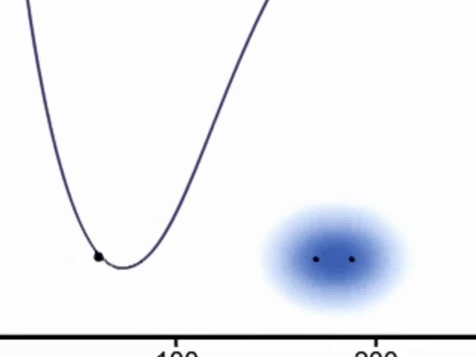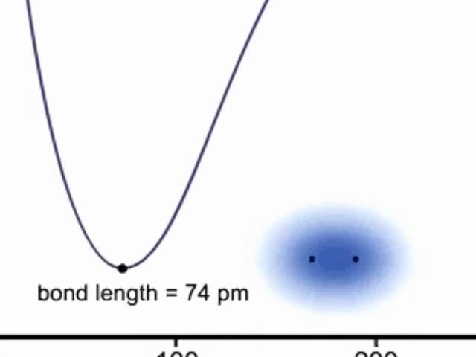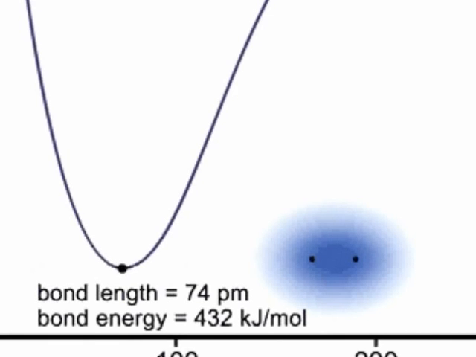The increase in potential energy would destabilize the system and the atoms would move apart again. In reality, the molecule vibrates, the atoms moving slightly farther and closer at the point of minimum energy. The bond length is the average distance. For H2, it is 74 picometers. The bond energy, the difference between the minimum energy and the starting point, is the energy needed to break a mole of H2 molecules into separate H atoms. For H2, it is 432 kilojoules.